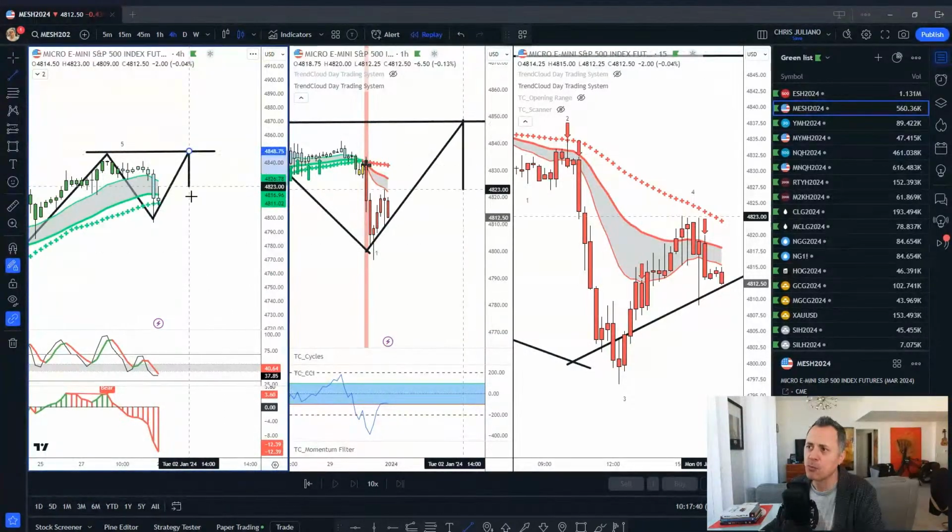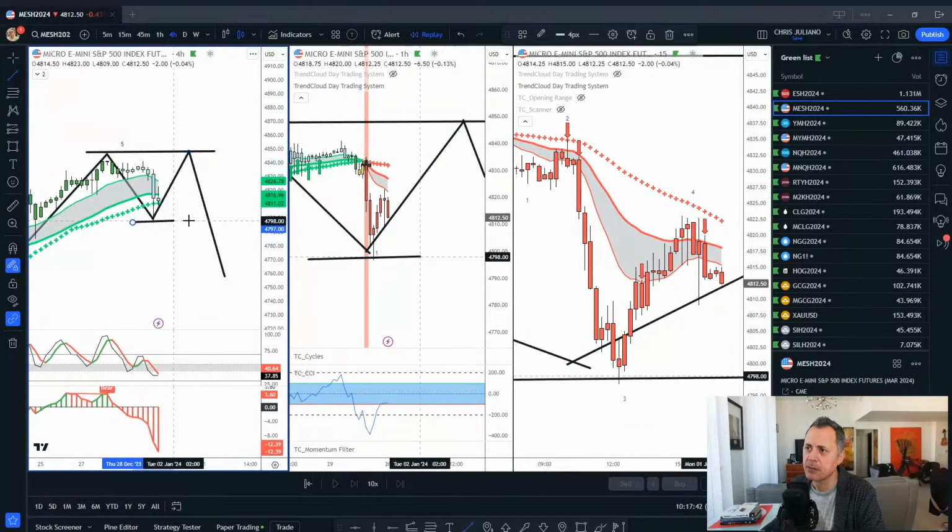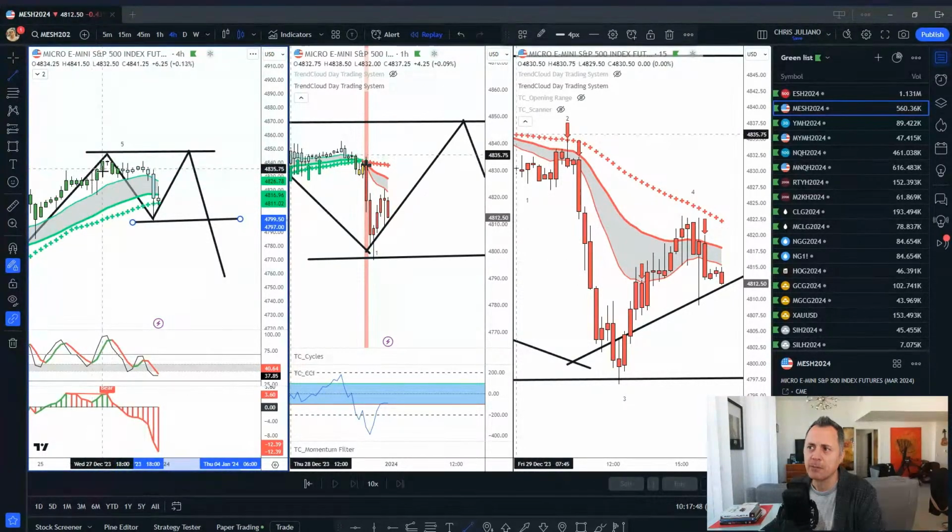And then once we break through this, we'll have trend reversal, right? Double top, trend reversal on that break of structure.